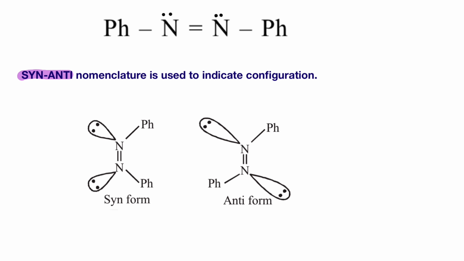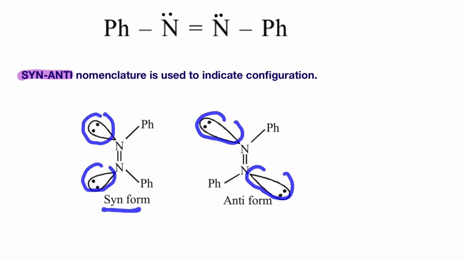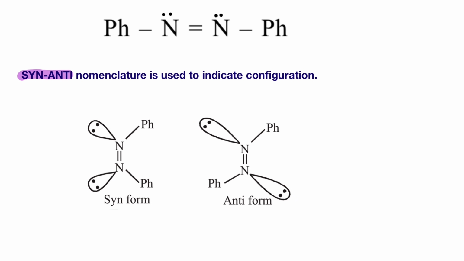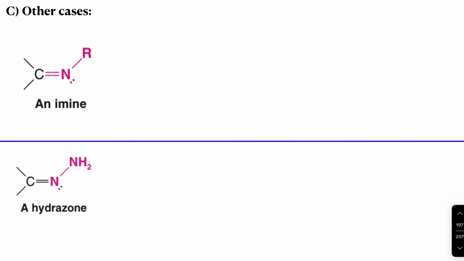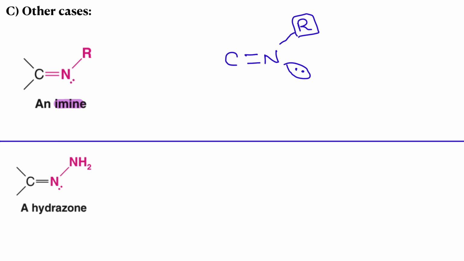In case of syn and anti, it is very clear. If lone pairs are on the same side, then it is the syn form. If lone pairs are on opposite sides, then it is the anti form. So this is about geometrical isomerism in azo compounds. And in other cases, if you take imine, not amine, this is imine. In case of imine, the same condition: there is a carbon nitrogen double bond. Here there is an alkyl group, another part is lone pair. So two different groups are present always. It can be hydrogen also, no issue.